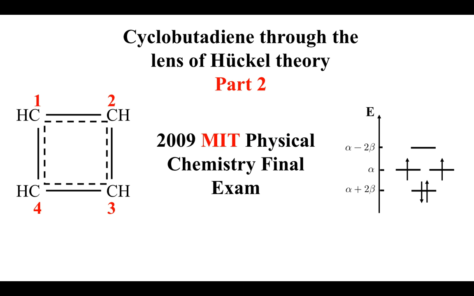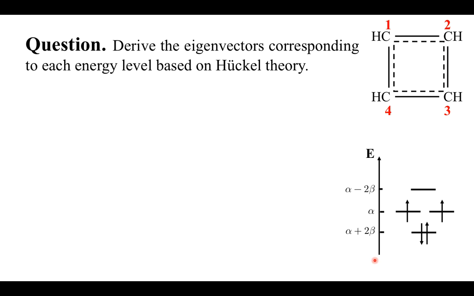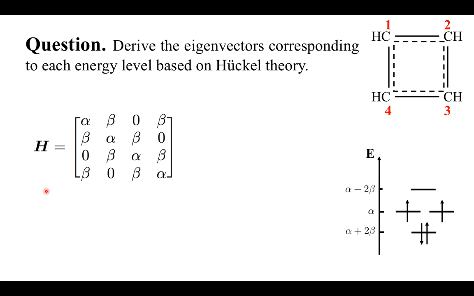So if you remember from the previous video, we derived the energy level diagram of cyclobutadiene, which you can see on the right hand side. As you can see, there are two unpaired electrons in the system, and there are three energy levels, two of which have the same energy. And this is our Hamiltonian matrix that we derived in the previous video.